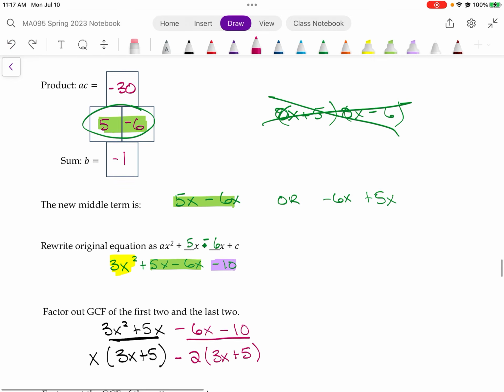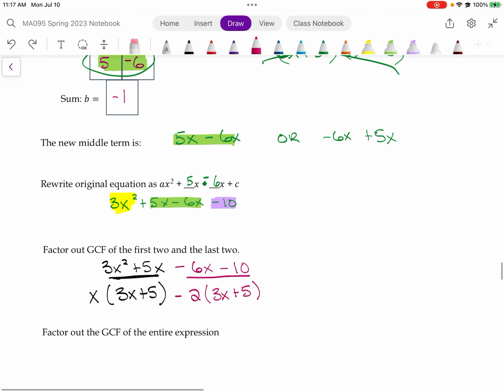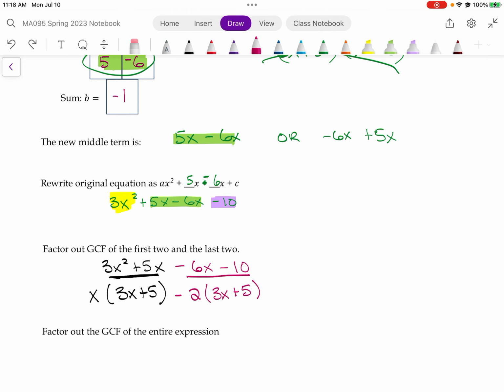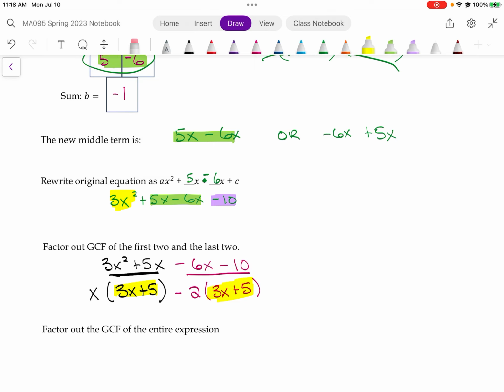All right, so now I factored it out. Now I have to factor out the greatest common factor of the entire expression. The greatest common factor here is this and this. In other words, factor out the thing you just factored out from. I know that sounds weird, but factor out a 3x plus 5.